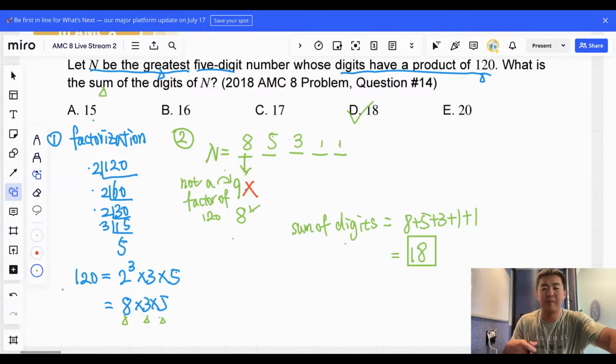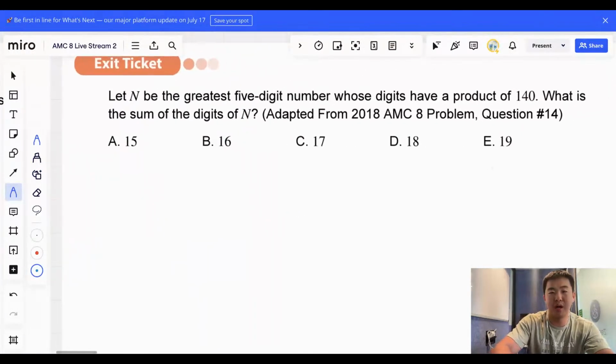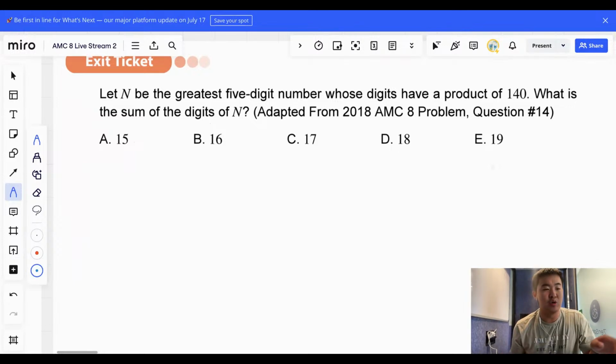Okay. Now, we are ready to go to the second problem, okay? So let me get my pen ready. For the second problem, it's an exit ticket. So it's basically going to test you on the same thing, but it will be a little bit more challenging than the real MCA problem. So let's read the question together. Let n be the greatest 5-digit number. Okay, it's the same thing exactly. So I will highlight that. We are finding the greatest 5-digit number whose digits have a product of 140. And the question is, what is the sum of the digits of n?